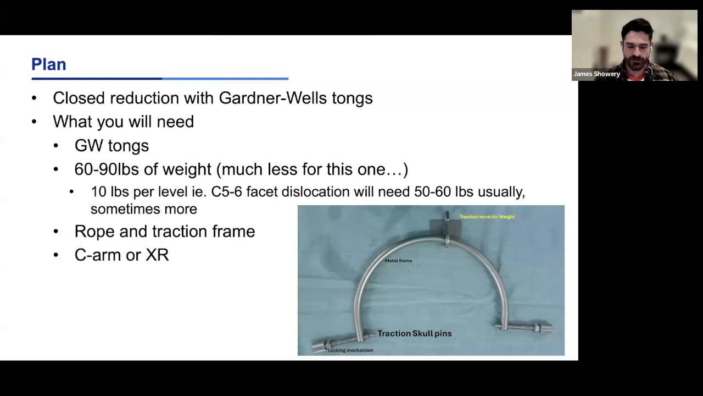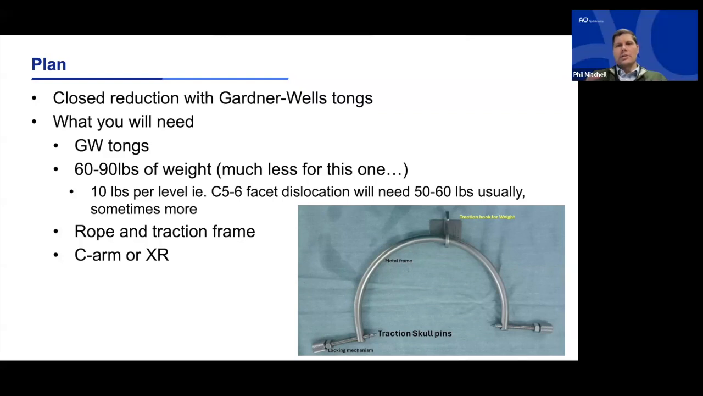So typically it's about 10 pounds per level. So at a C5-6 dislocation, you might need 50, 60 pounds, sometimes a little more, depending on the size of the patient. You're going to need a rope and a traction frame. You're going to need a C-arm or X-ray to be able to take X-rays as you're doing the reduction. And two, you're going to need the ability to do a conscious sedation for this patient in order to complete this procedure. And this is if it's done in the ER, but this can also be done in the operating room.